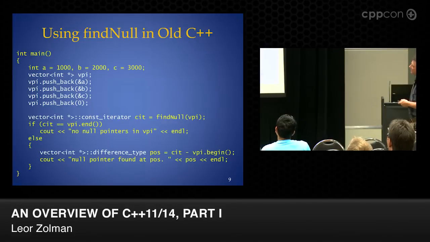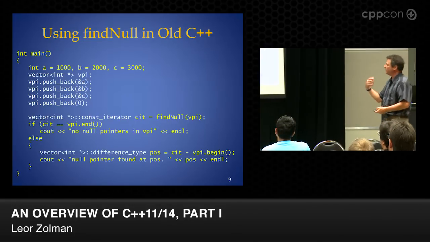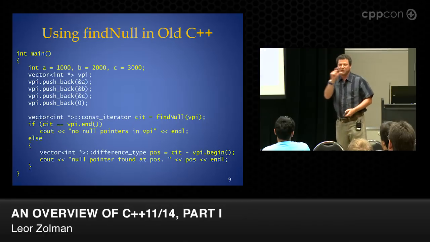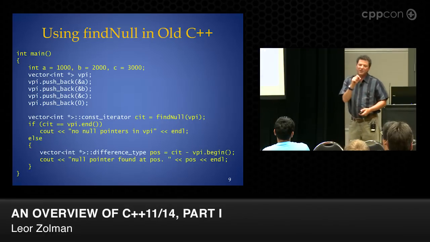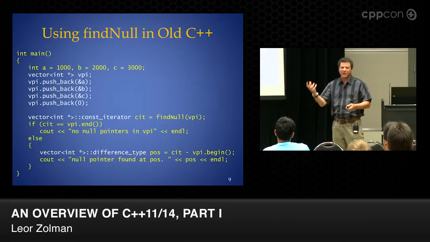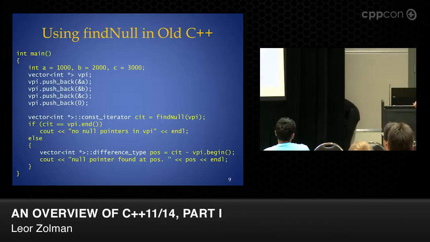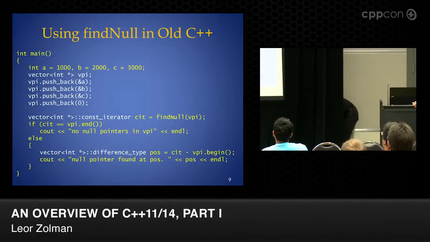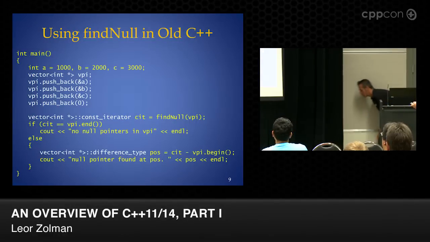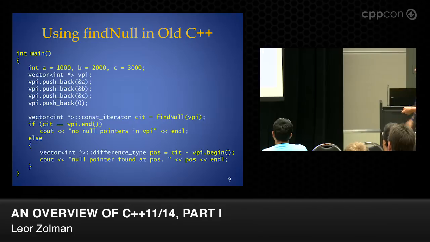So that's holding our variable. If it's the end iterator, there were no null pointers. Otherwise, now we found a null pointer and we'd like to display the index position of that null. If it's the second one in there, it should display index number 1. Sounds simple. All we do is we subtract the begin iterator from the iterator that came back from find_null. But what's the type of something like that?